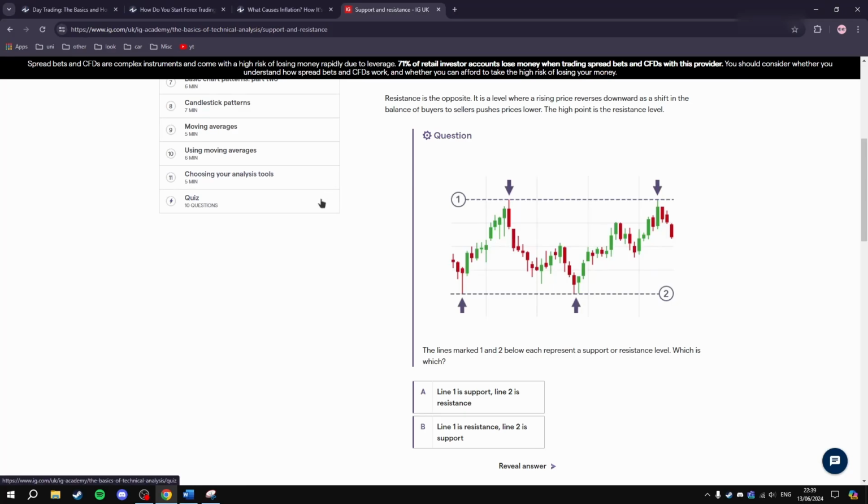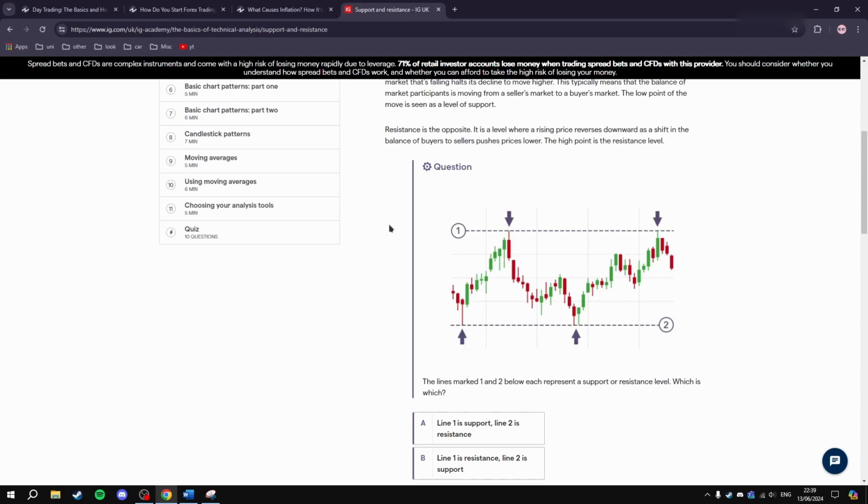Resistance is the opposite. It's a level where the rising price reverses downward as a shift in the balance of buyers to sellers pushes price lower. The high point is a resistance level.